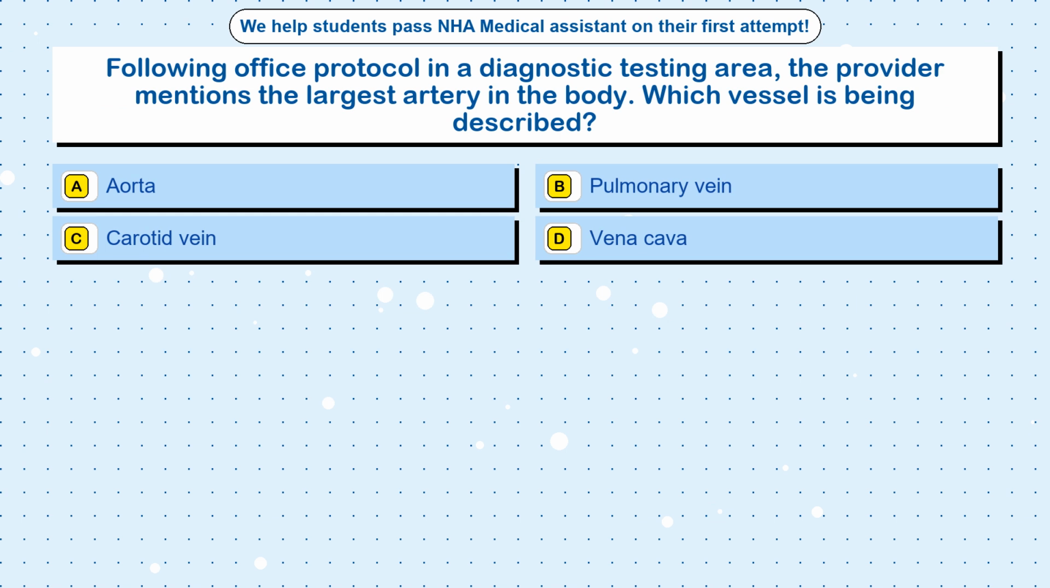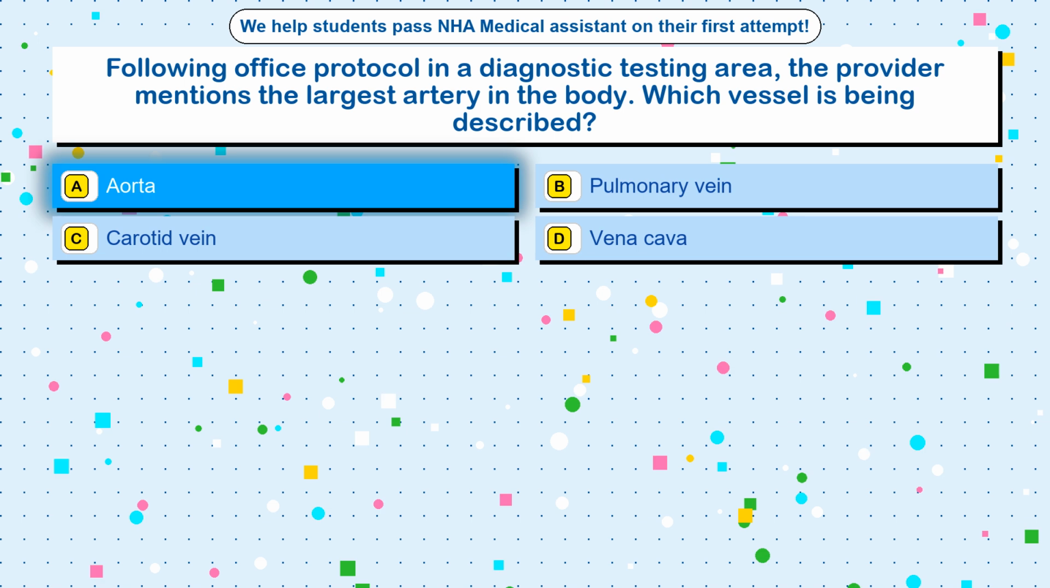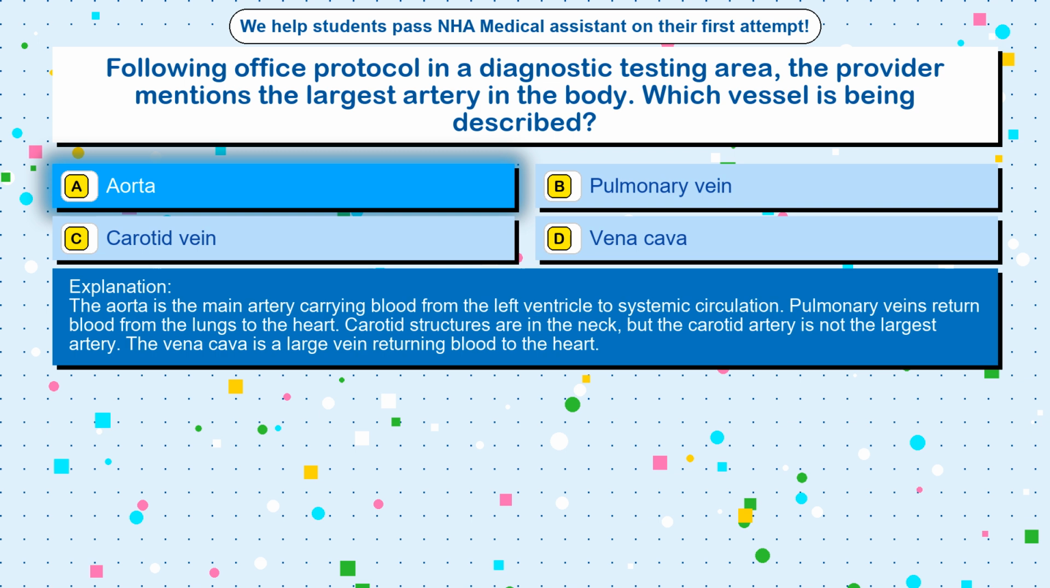Question 46. Following office protocol in a diagnostic testing area, the provider mentions the largest artery in the body. Which vessel is being described? Option A. Aorta. Option B. Pulmonary vein. Option C. Carotid vein. Option D. Vena cava. The correct answer is option A. Aorta. The aorta is the main artery carrying blood from the left ventricle to systemic circulation.